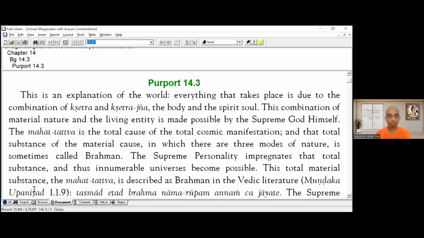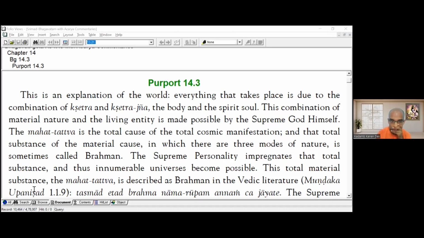This is an explanation of the world. Everything that takes place is due to the combination of Kshetra and Kshetragna, the body and the spirit soul. This combination of material nature and the living entity is made possible by the Supreme God Himself. The Mahat Tattva is the total cause of the total cosmic manifestation, and that total substance of the material cause, in which there are three modes of nature, is sometimes called Brahman. The Supreme Personality impregnates that total substance, and thus innumerable universes become possible.